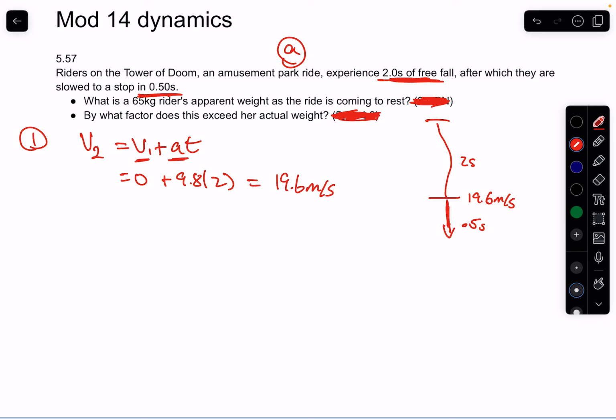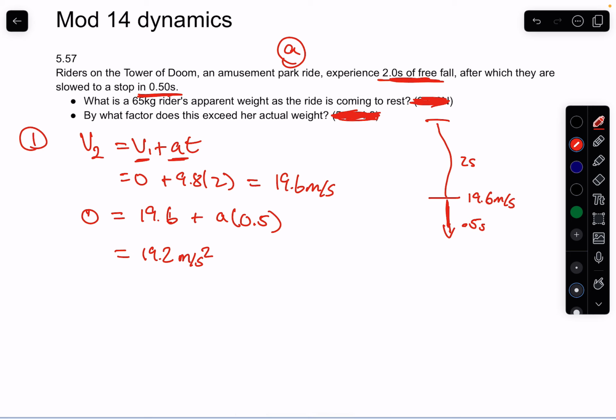So now what we're going to do is use the same equation, but now v2 is 0 equals v1. Now they're starting at 19.6 plus a times 0.5. And I got, what did I get? 19.2 meters per second squared. So now here's the question you've got to figure out.